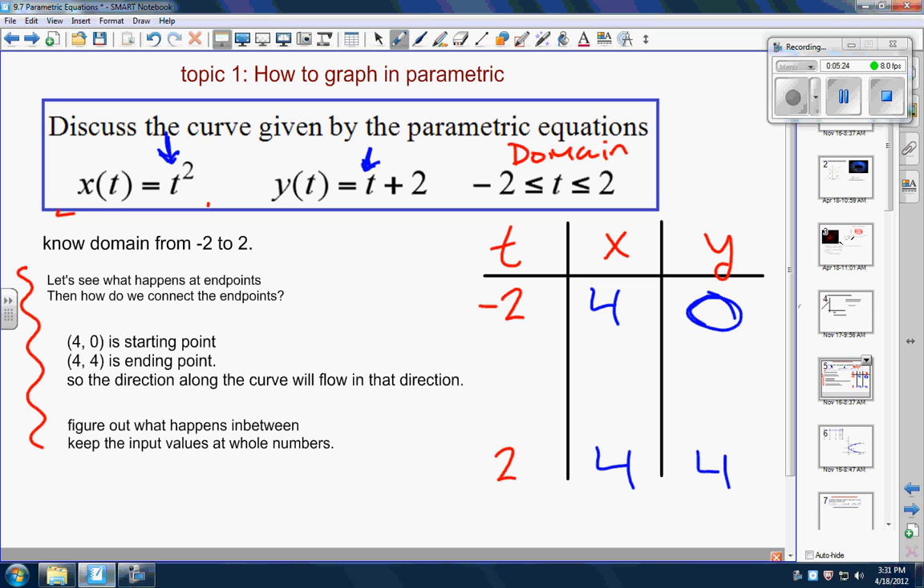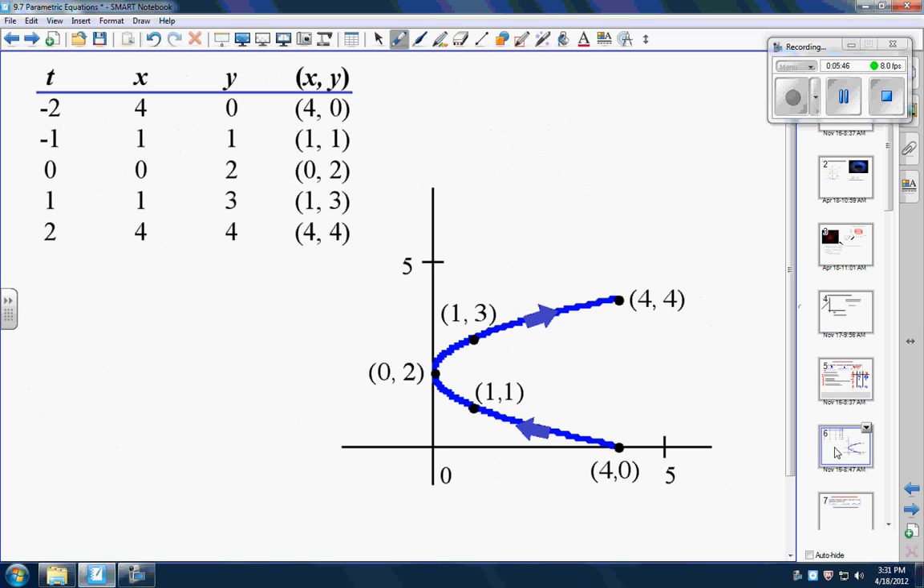So we need some more things. So simply just pick some more points. Once you do that, you guys can easily plug these in. I'll just do one here real quick. So let's say you plug in a -1. -1 squared is 1. -1 plus 2 is 1 as well. You fill in the rest of this table, and you'll get something like this.